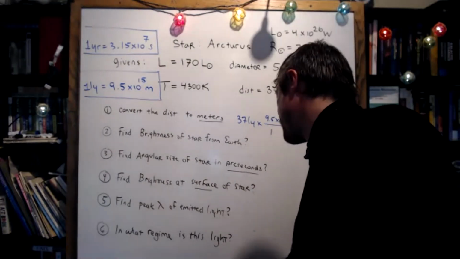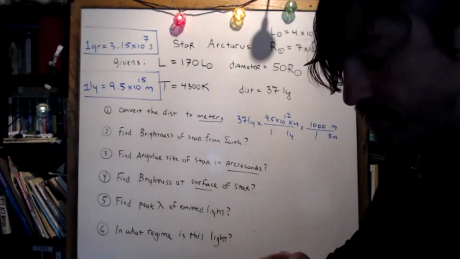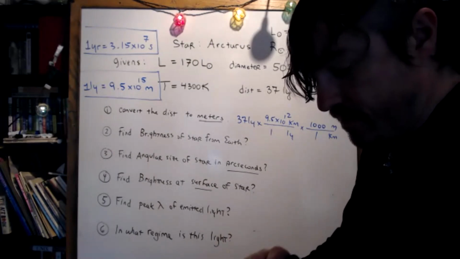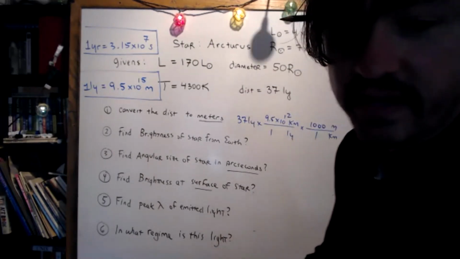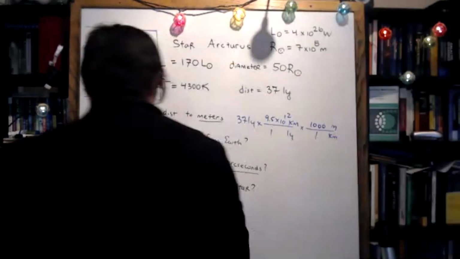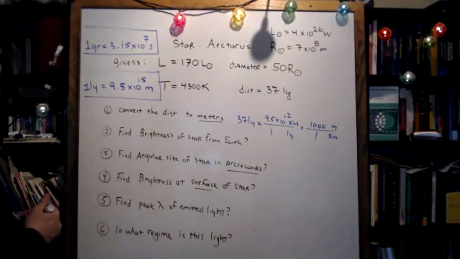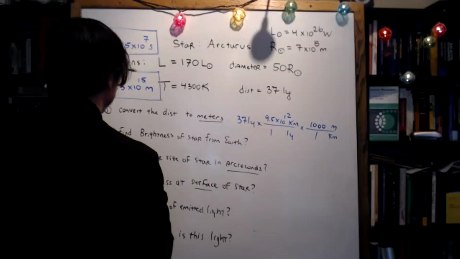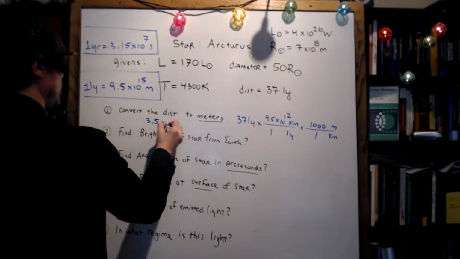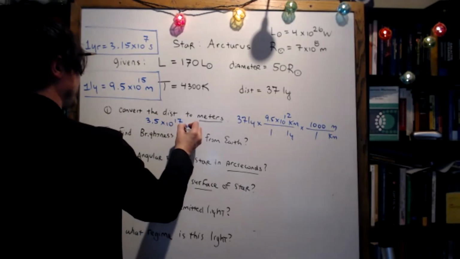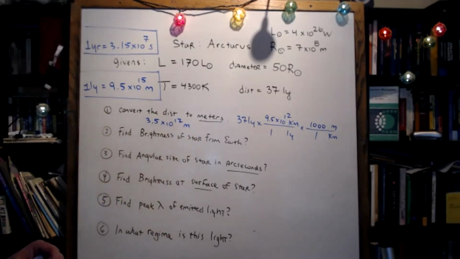Okay, so what do you guys end up getting? You end up getting 37 times 9.5 times 10 to the 15. That gives me 3.5 times 10 to the 17 meters. Does everyone agree with that? Yep. Okay, cool. Okay, what did you do for the next problem, Arunsak? I got Boltzmann's equation.